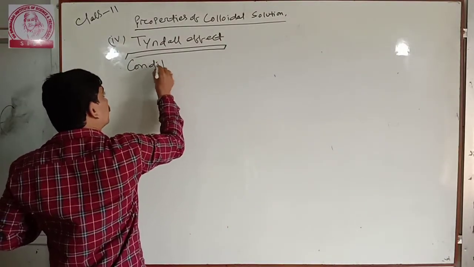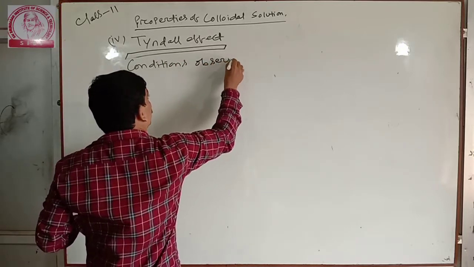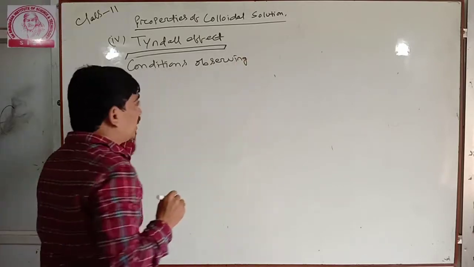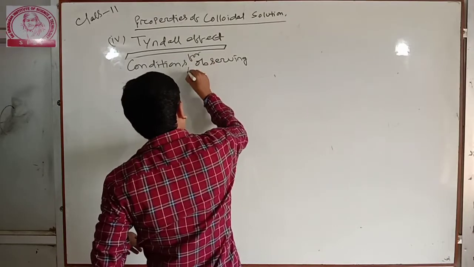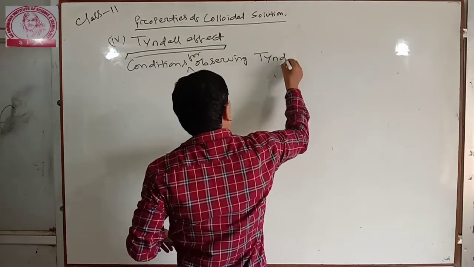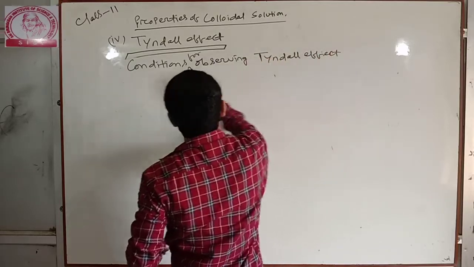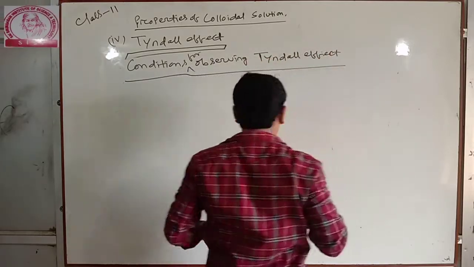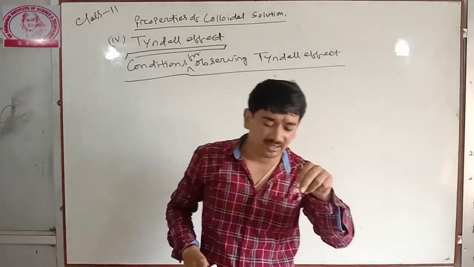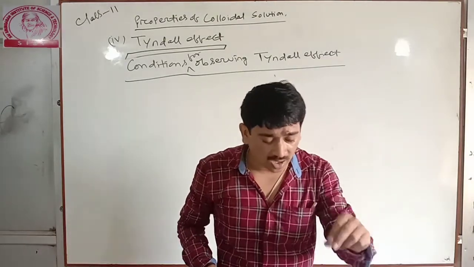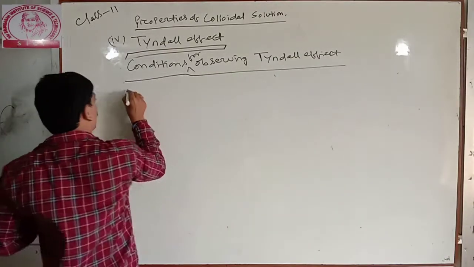Conditions for observing the Tyndall effect. What are the necessary conditions to observe it? The diameter of the dispersed particle is not much smaller than the wavelength of the light used. This is the first condition.